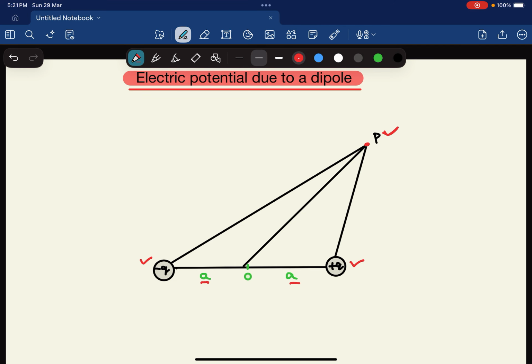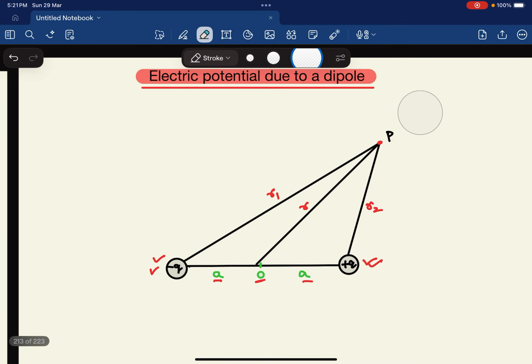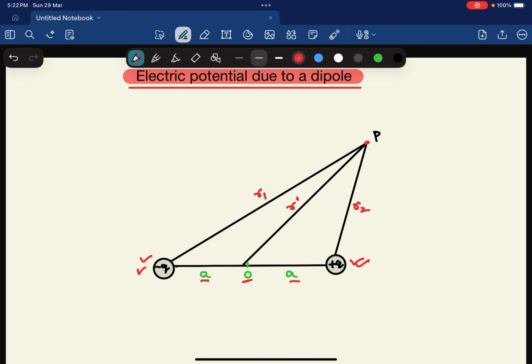So that is the reason I'm connecting a line from point P to the center. Let us assume the distance of separation is r. Similarly, from point P to the positive charge, the distance of separation I'm taking r2. Similarly, from point P to minus q, the distance of separation I'm taking r1. Okay, so look at this diagram carefully. As compared to r distance, r2 is very small and r1 is very large. Am I right?